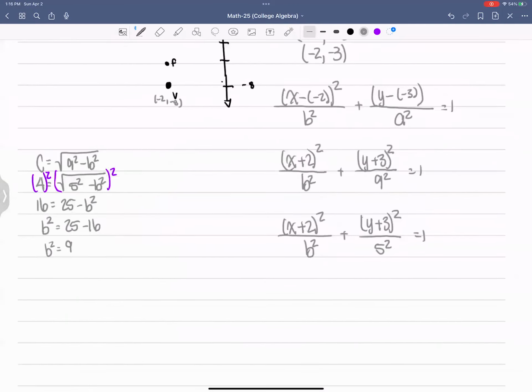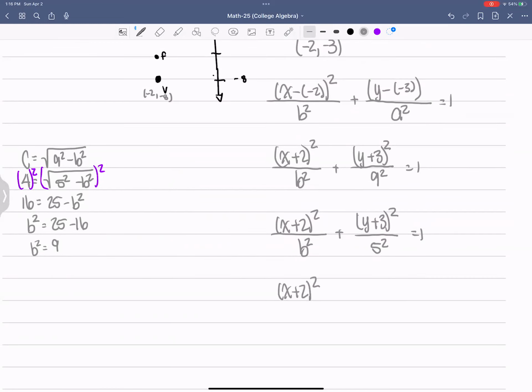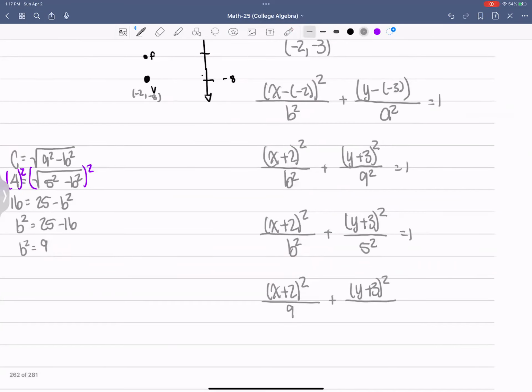So we have x plus 2 squared over b squared itself, which is 9. So we're just going to plug 9 in here. Plus y plus 3 squared over 5 squared. Oh, there we go. 5 squared is 25. And equals 1. They didn't ask us to finish graphing it or do any of that sort. So here we go. That's our solution.